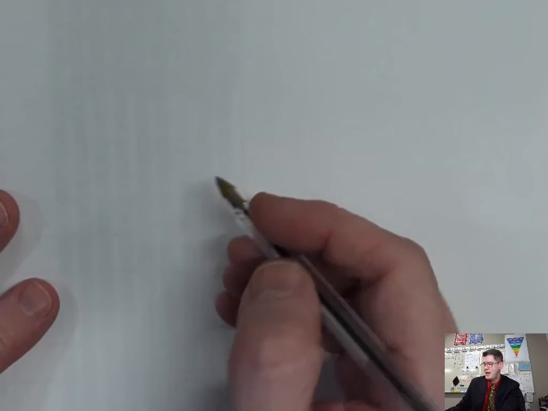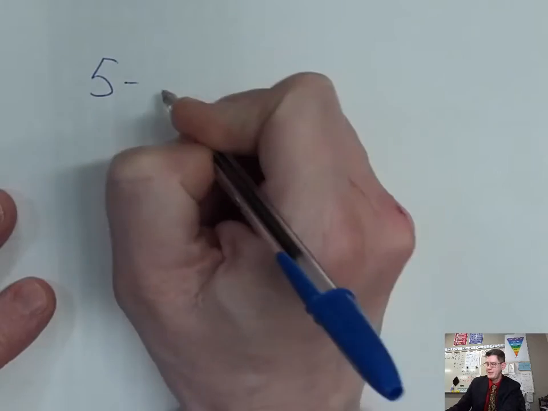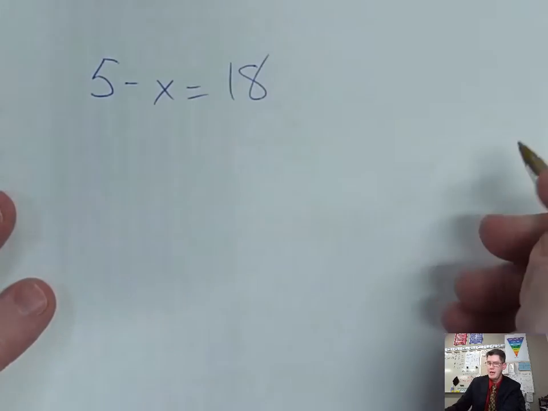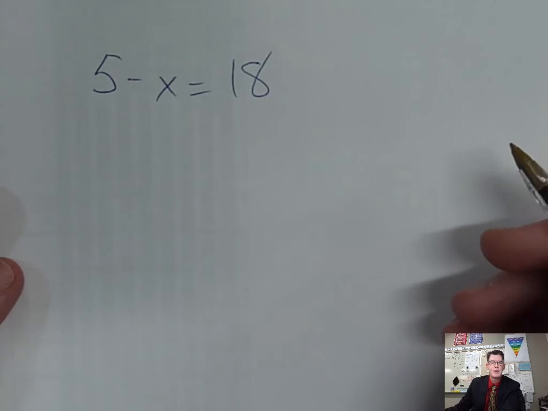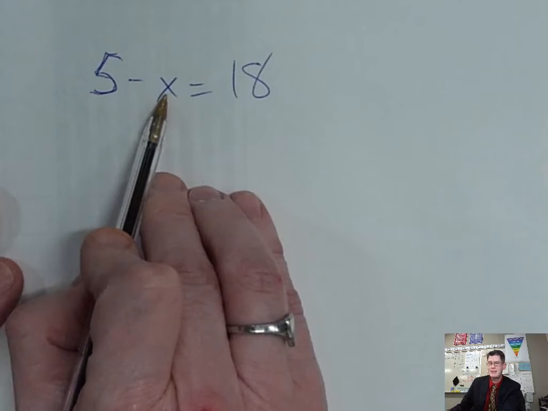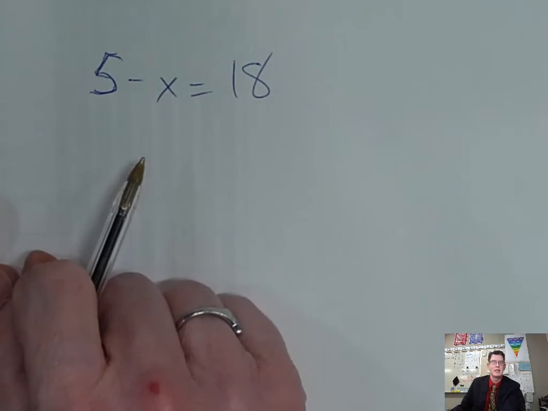Welcome to today's math lesson on two-step equations. These two-step equations are going to be a little more complicated than what you've done in the past. For example, if I've got 5 minus x equals 18, you think, well, wait a second, isn't that like what we've looked at in the past? This negative sign on the x is what's going to give us grief.